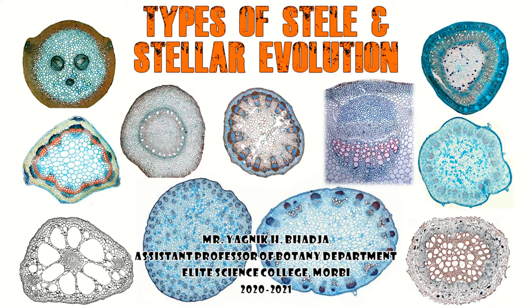In the previous lecture we completed one genus. The genus name is Adiantum, right? And another name is maidenhair ferns.